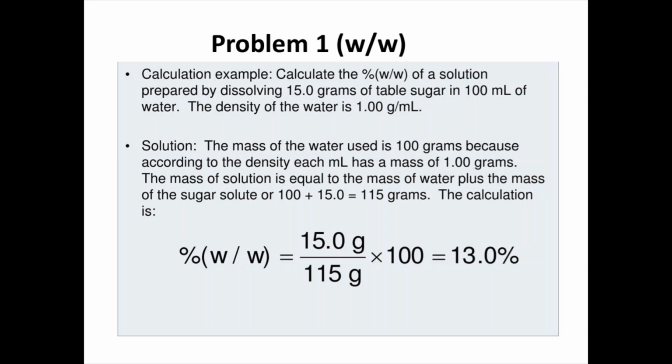Let me once recapitulate it again. What is the mass of water? It is 100 because density is 1. So if you take 100 ml, mass also becomes 100 grams. What is the mass of table sugar that was taken? 15 grams. What is the total mass of the solution? Mass of the solution equal to mass of the solute plus mass of the solvent. Mass of the solute 15 grams, mass of the solvent 100 grams, so totally it is 115 grams. Then what is the percent weight by weight? Mass of the solute by total mass of the solution into 100. So 15 by 115 into 100, and the percent is here 13%.